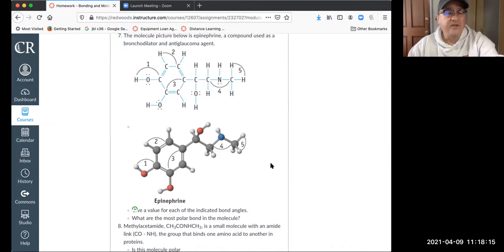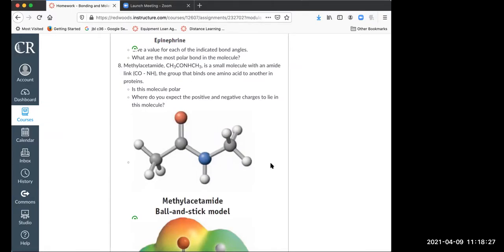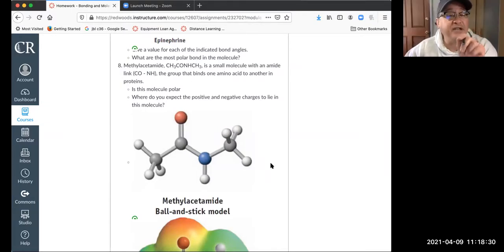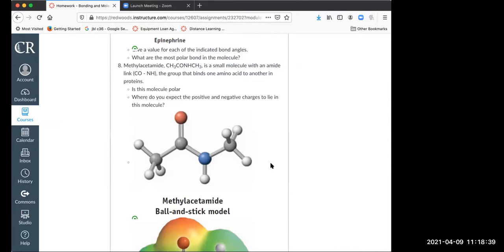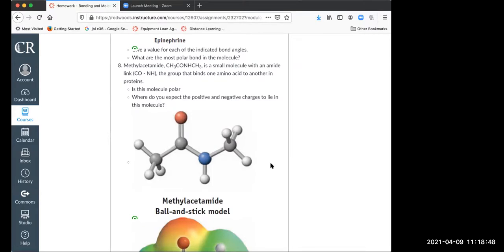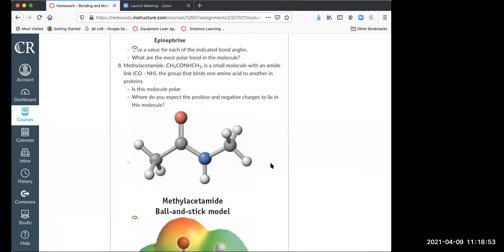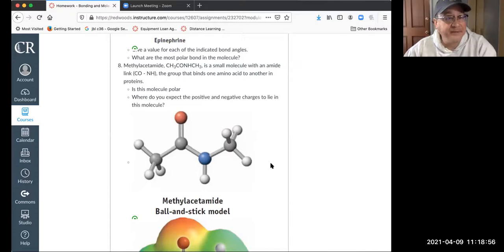Okay. So number 8, methyl acetamide, which has this formula here, is a small molecule with an amide link, which is a carbon to nitrogen bond. So do you see the CH3 in the formula where it says CH3CO? Yeah. Okay. So now look at the structure below. Do you see the first gray sphere on the left? That's the carbon. Do you see the 3 white spheres attached to it? Yeah. Those are the hydrogens, CH3.